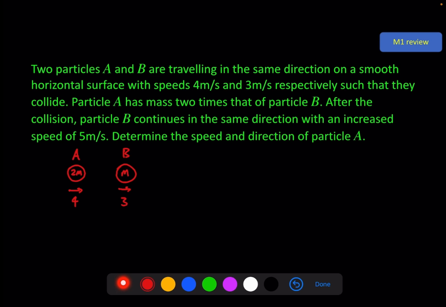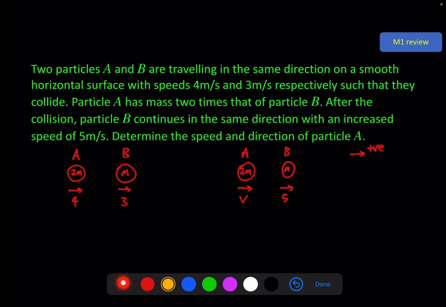After the collision, particle B continues in the same direction with an increased speed of 5. Determine the speed and direction of particle A. So I will take this as my positive direction. So I'll make v in this direction initially, and then if it's negative, I know it's the other way.